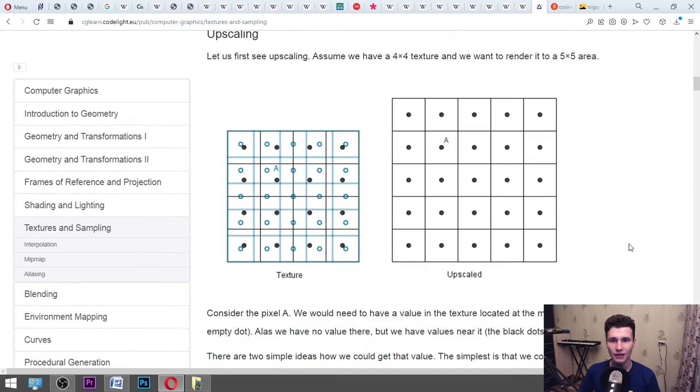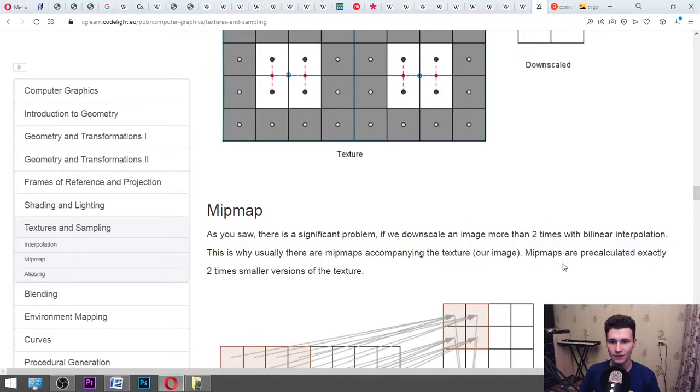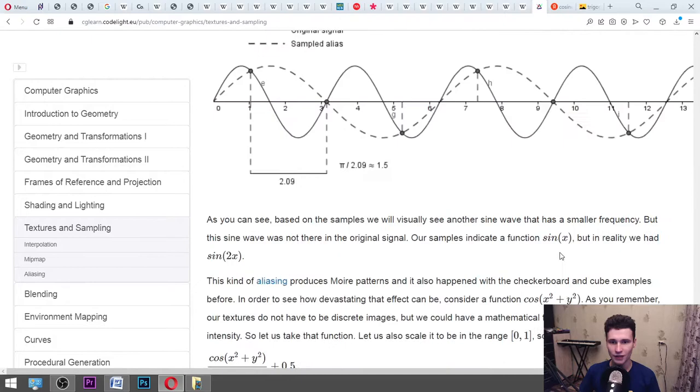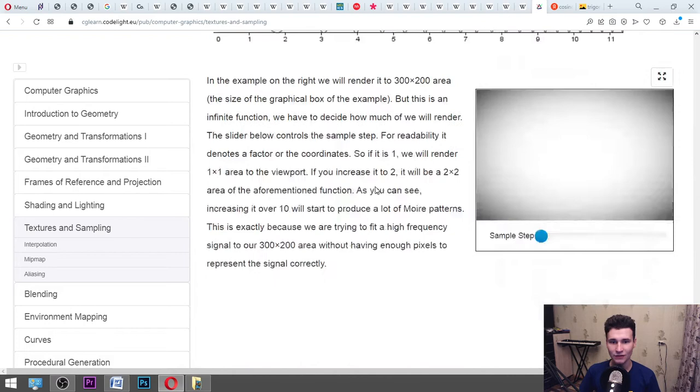Okay, good, amazing. MIP map also, some points. It is going from side to side. Different signals sampled, aliasing also. Yes, we were learning it in my university.